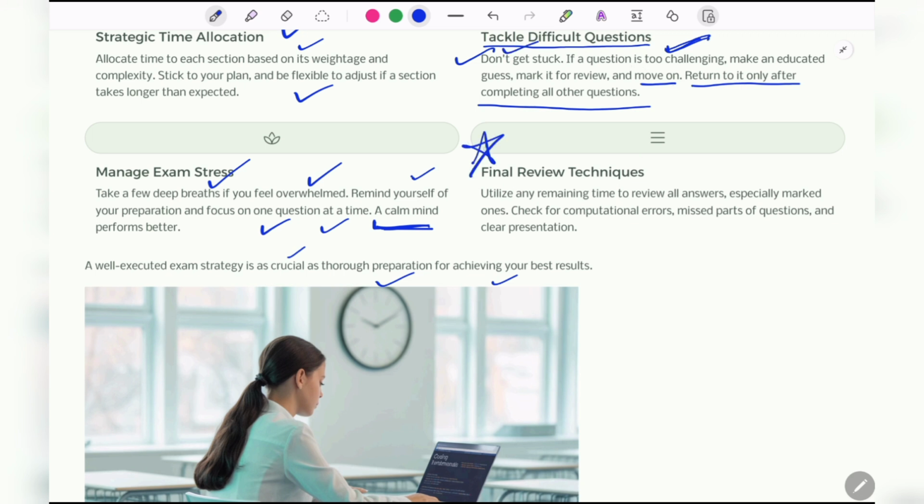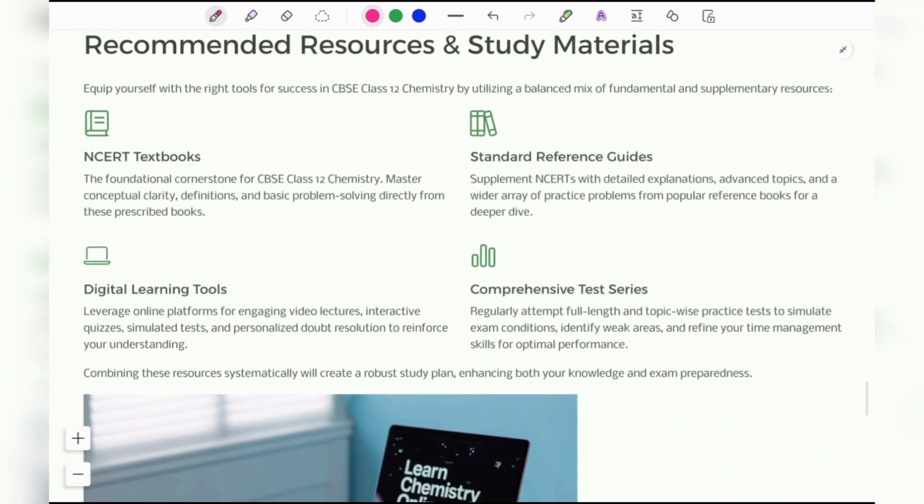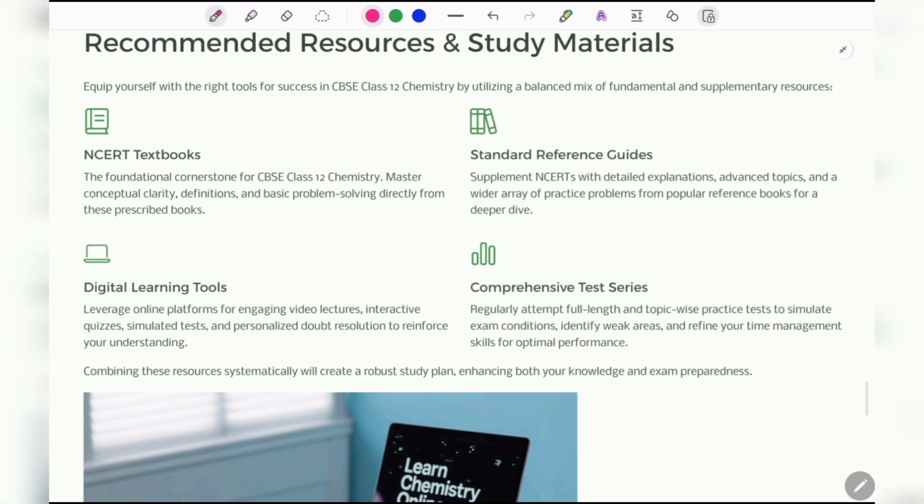This is extremely important: you have to review. Final review techniques: if you are left with, let's say, 10 minutes, go through the question paper and find out if you have made some errors or missed some questions, and look at your presentation. Underline all the important points and the keywords.